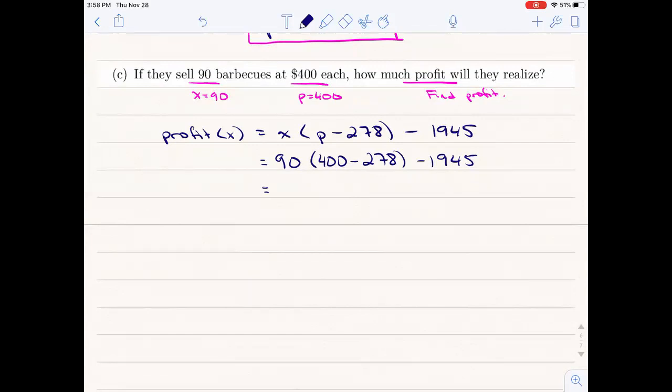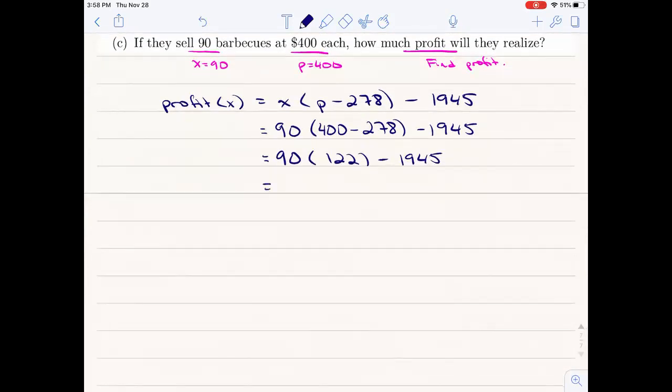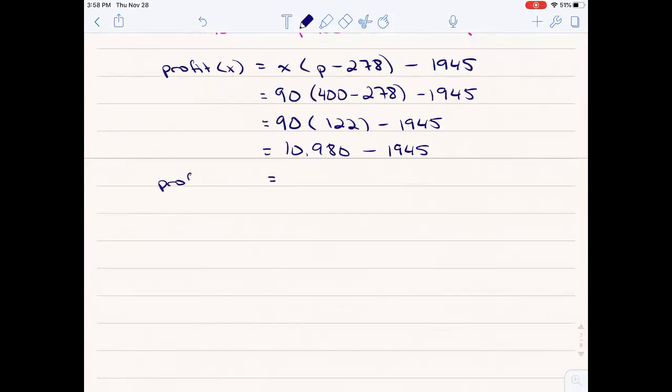Oh, I guess I should do it piecewise. 400 minus 278 is 122 times 90. 10,980 minus 1945. So the profit of X. And if you want to be proper, right, X is 90, so you could put profit of 90 if you wanted to. Not something that I'm looking for, but just a nice touch.